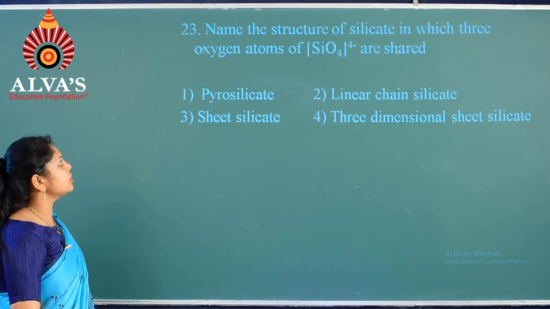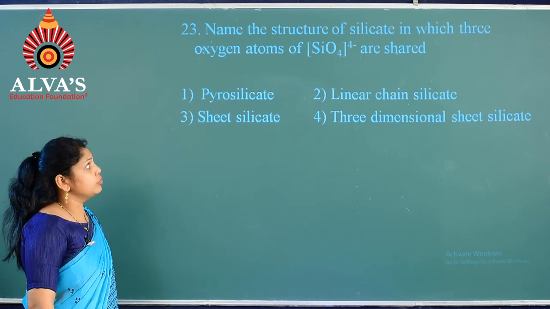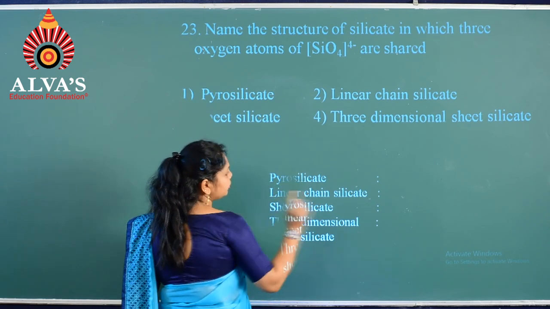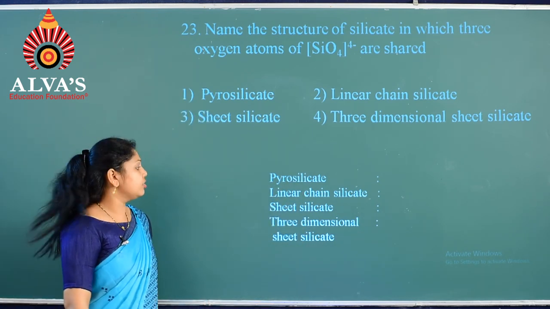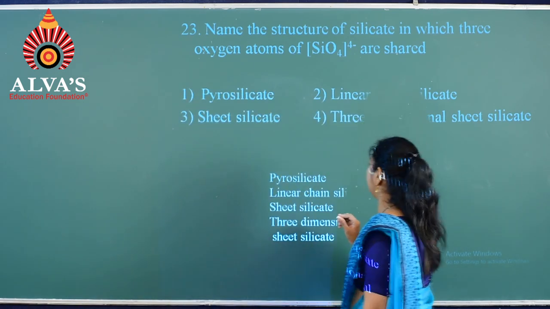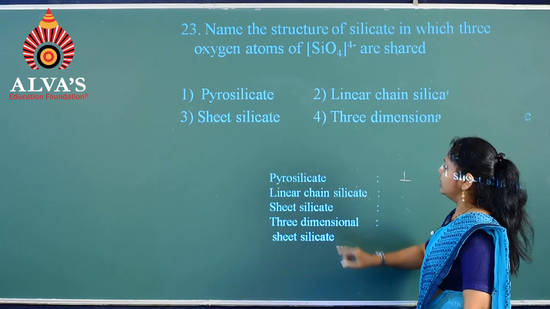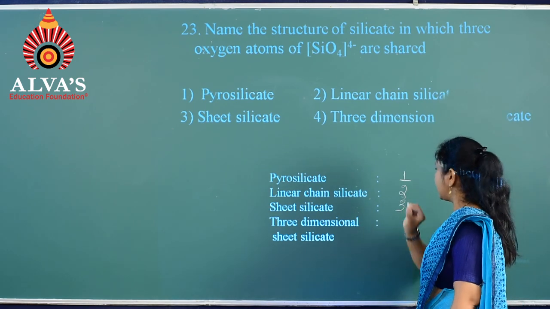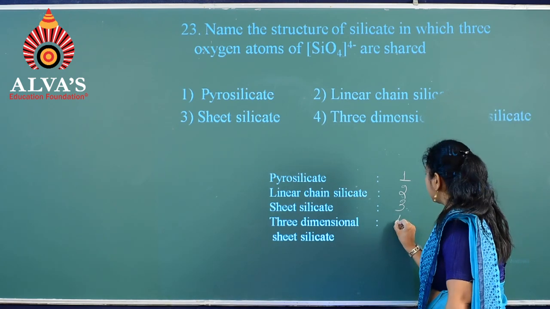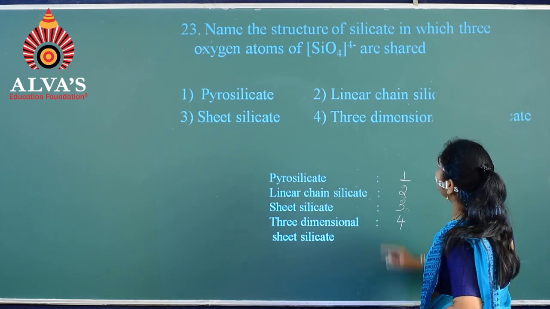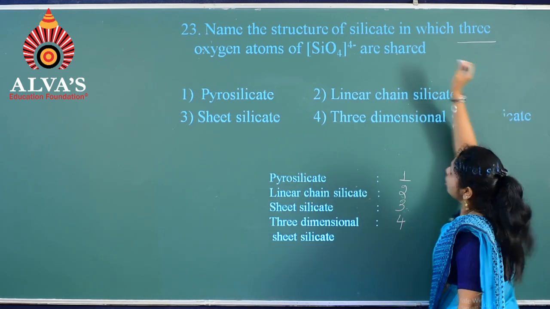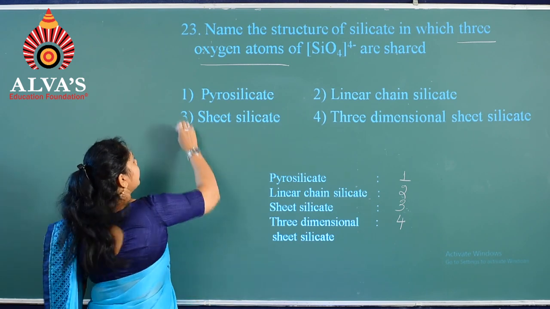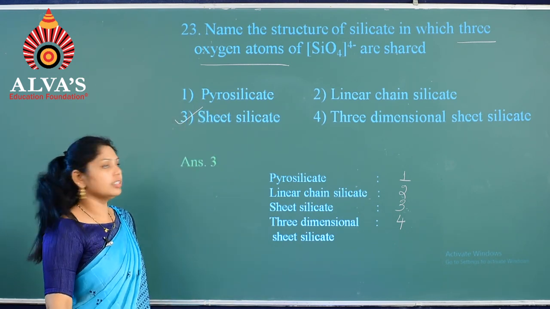Question number 23. Name the structure of silicate in which 3 oxygen atoms of SiO4 4- units are shared. They have given you 4 options: pyrosilicate, linear chain silicate, sheet silicate, 3-dimensional silicate. In pyrosilicate, the number of oxygen atoms shared is 1. In linear chain silicate, it is 2. In sheet silicate, it is 3. In 3-dimensional silicate, it is 4. In the question they are asking in which 3 oxygen atoms are shared. So, 3 oxygen atoms are shared in sheet silicate. Hence, the correct option is option number 3.